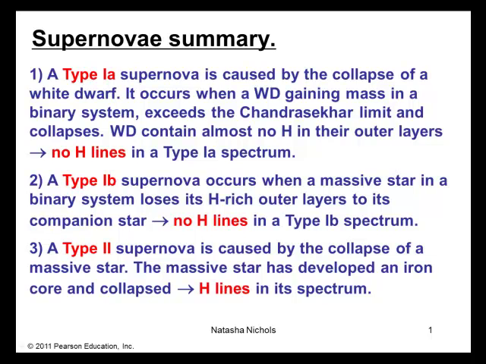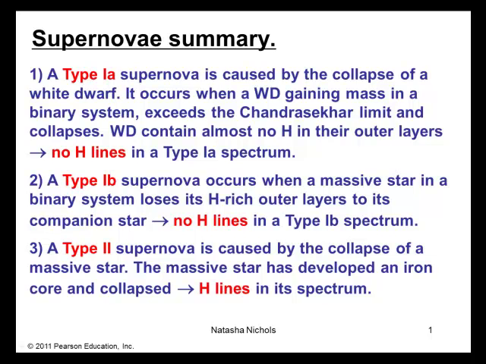A type 1a supernova is caused by the collapse of a white dwarf. It occurs when a white dwarf gains mass in a binary system and exceeds the Chandrasekhar limit, which is 1.4 solar masses. Once it does that, it collapses. The white dwarf contains almost no hydrogen in its outer layers, which is why you're not going to see hydrogen lines in a type 1a spectrum.